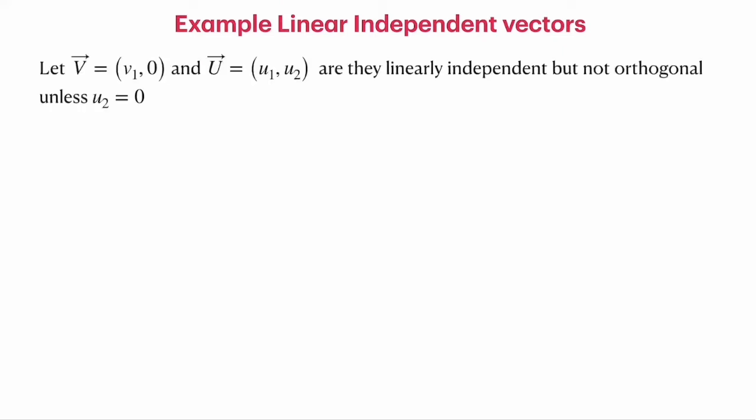Let's look at an example which is linearly independent but not orthogonal. It's very easy to construct. You just take a vector v with components v1 and 0, and a vector u with components u1 and u2. It is easy to show that they are linearly independent, and they are not orthogonal unless u2 is 0. So it's a simple example.